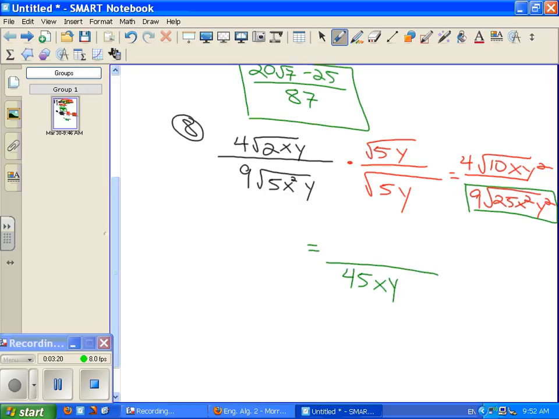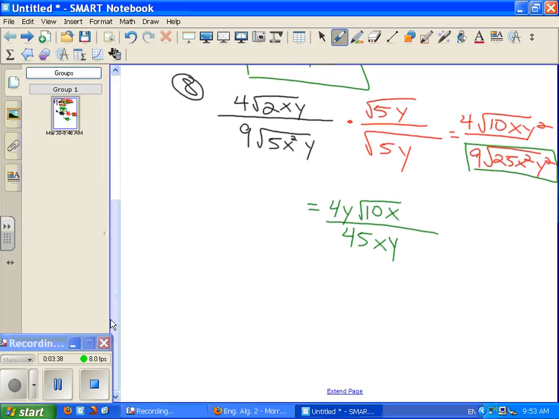Now, in the top, I've got that 4 out in front. Is 10 a perfect square? So it has to stay under there. How about x? How about y squared? What is the square root of y squared? Y. So I get this y out in front. And then I still have that square root of 10x trapped in there. Can I do any simplifying? What gets to get canceled? So I'm going to have 4 square root of 10x over 45x.